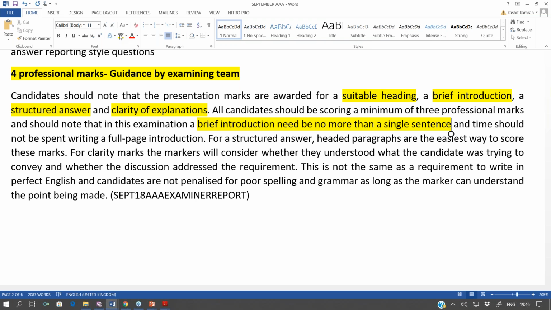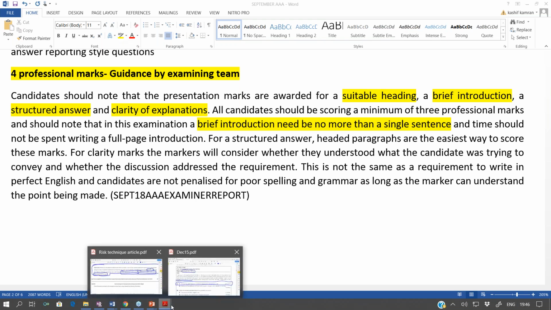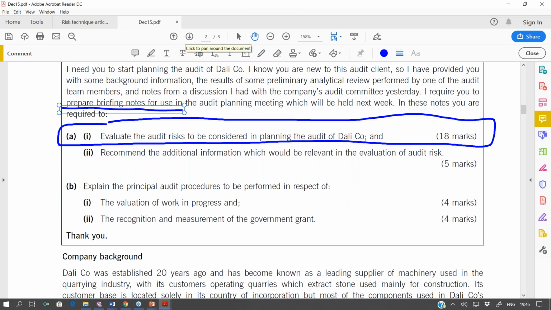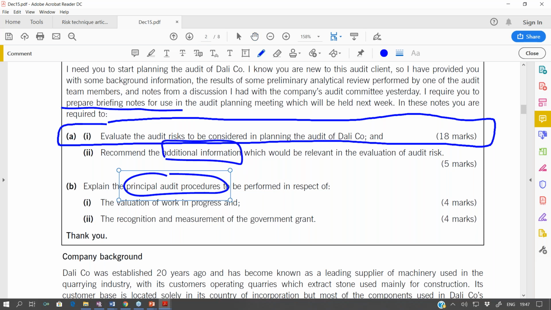Now, what exactly is the introduction? Introduction is, why am I writing the briefing note? Let's go back and see why I am writing the briefing note in the exam paper. My partner has emailed me, right? And in the email, my partner has said that I have to do 4 things. Number A, I have to do the audit risk in requirement A. And number B, I need to write procedures. So my partner wants me to do 2 things, and also additional information. So 3 things: audit risk, additional information, and audit procedures.